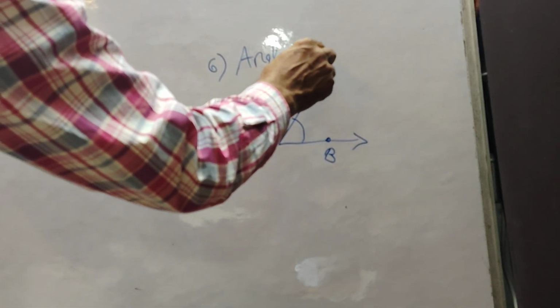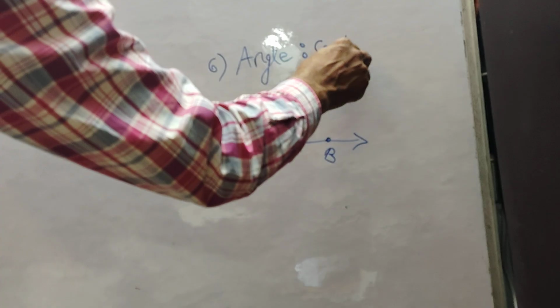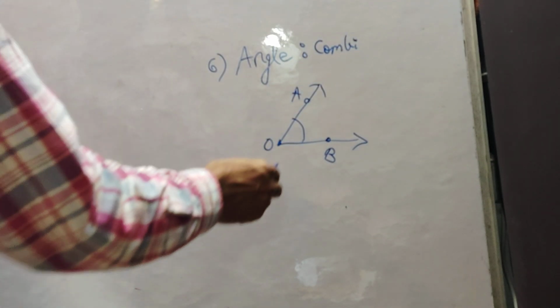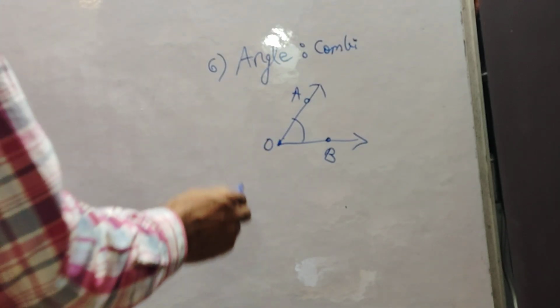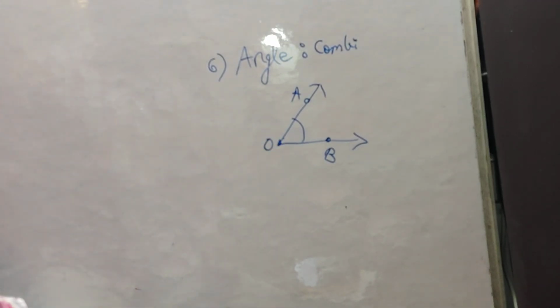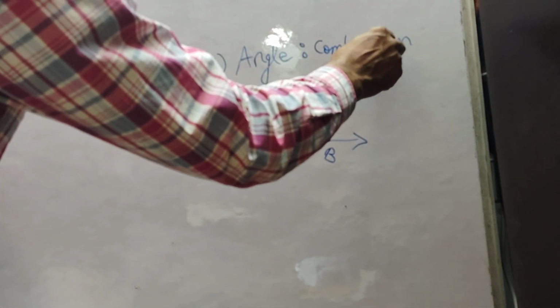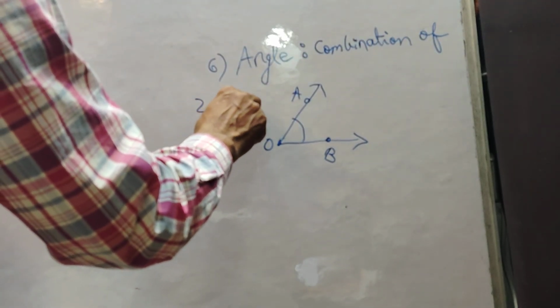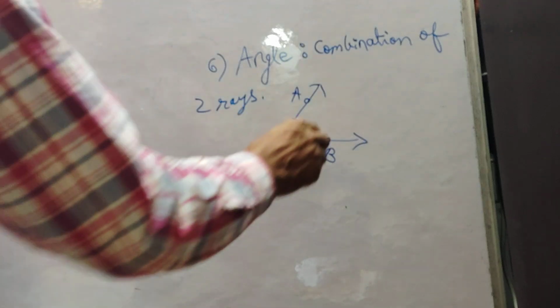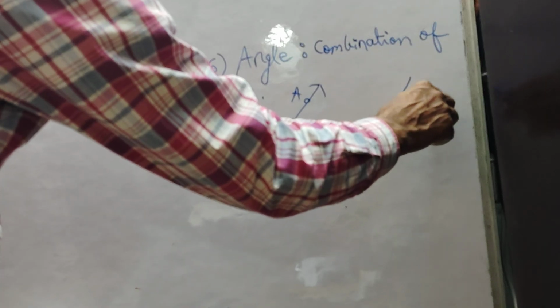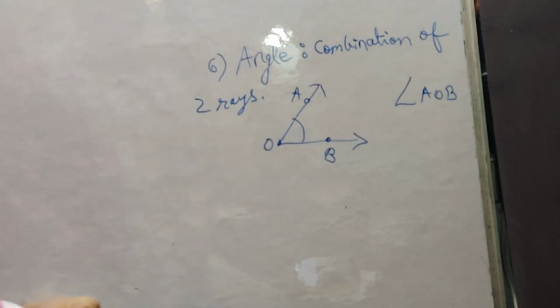So an angle is a combination of two rays that have a common fixed vertex. The common vertex is the fixed point of both rays. A ray has two points, one is fixed, another is the arrow point. So a combination of two rays makes an angle. And here is the name given. This is the sign of an angle. And the name is AOB, angle AOB. It can also be written as angle BOA.